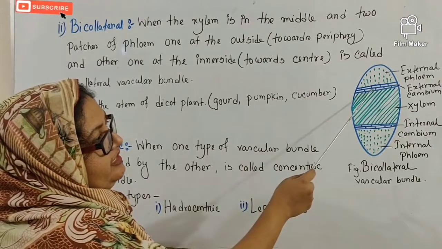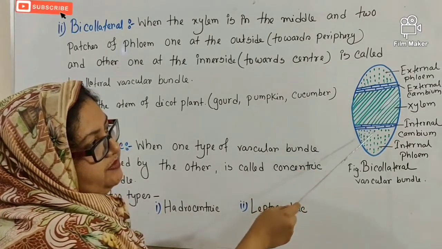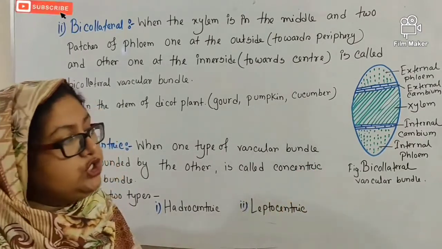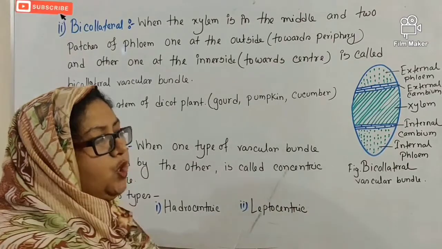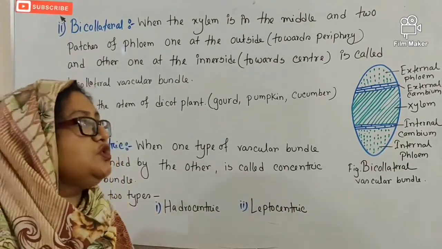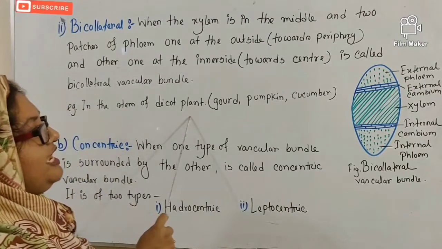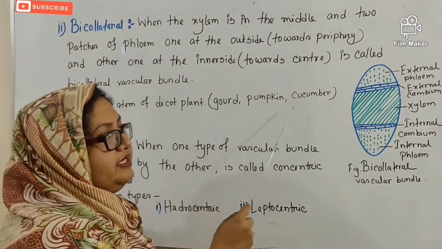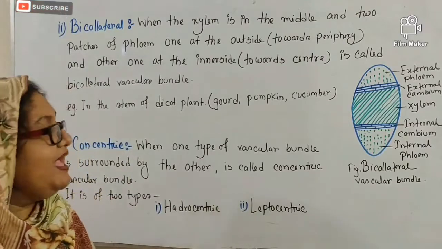Now you can see that here the cambium tissue is present on either side. So it is actually a bicollateral open vascular bundle. It is also found in the stem of dicot plants, that is gourd, pumpkin, cucumber, etc.